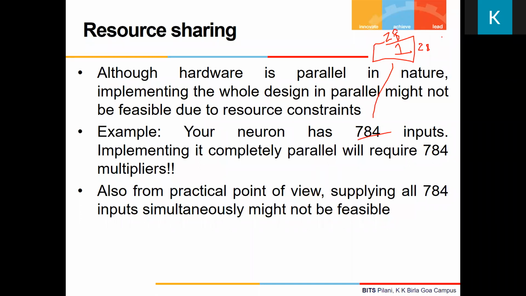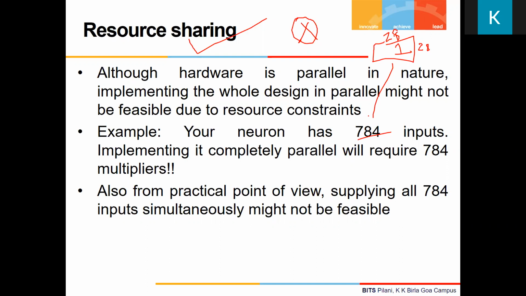So instead of that, we'll go for some resource sharing. As I mentioned before, maybe we will put only one multiplier per neuron. We will take one input, take one weight, multiply them, then take the next input, next weight, multiply it, and so on and so forth. So some kind of resource sharing we'll do.